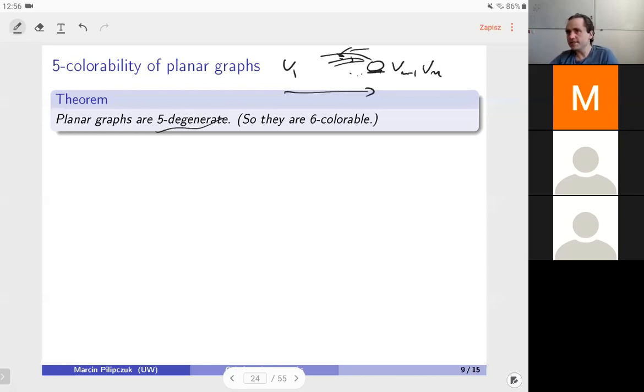You can also phrase it as an induction. You remove the vertex of degree at most 5, color the rest by the induction step, and put the vertex back. At most 5 colors are used among the neighbors, so you have the 6th color for it, and you're happy.